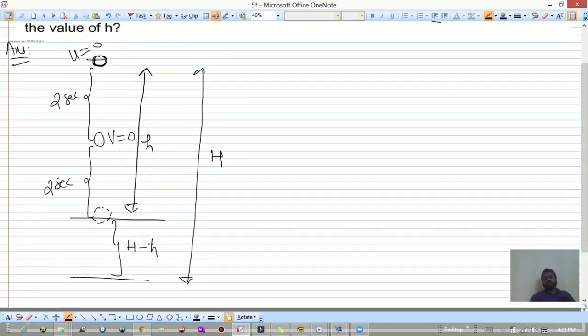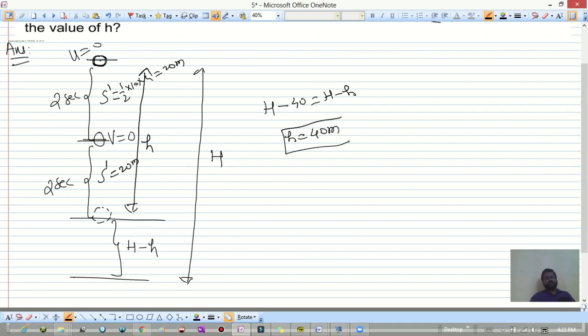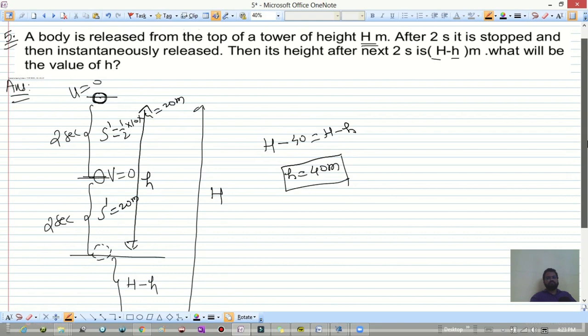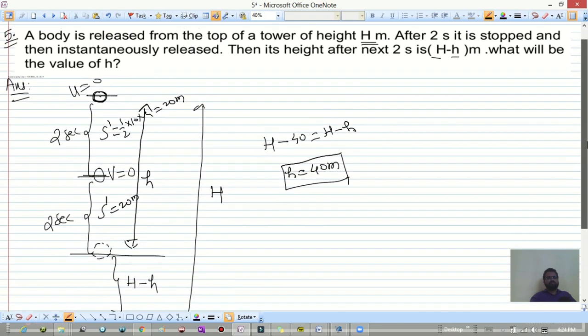Okay. So from this till here it is in free fall. So S dash let us consider, because it is the same thing. Over here we have half g t squared. So half into g, which is 10, into t squared, which is 4, is equal to 20 meters. Likewise over here 20 meters. So the total capital H minus small h is 40, which we have to compare with H minus h. So small h is equal to 40 meters. So I hope this is clear.